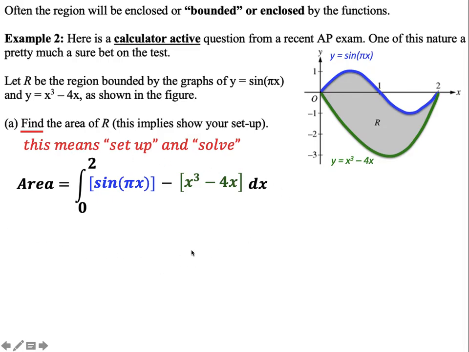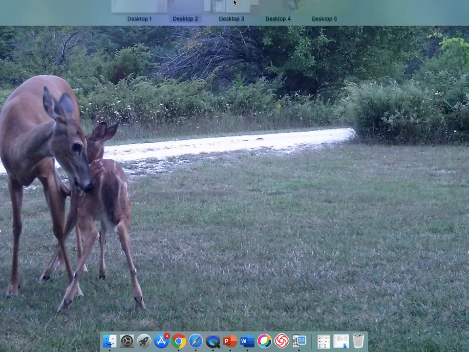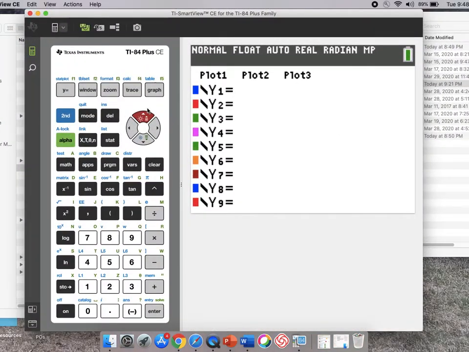So here is the setup. This is going to get you your setup points here, where we have the 2 functions with the minus sign and everything nicely bracketed off. We've got a lower and upper bound and a dx. Okay, so now we're going to take this and do an integral on our calculator. We're going to try to do that right on the screen here.